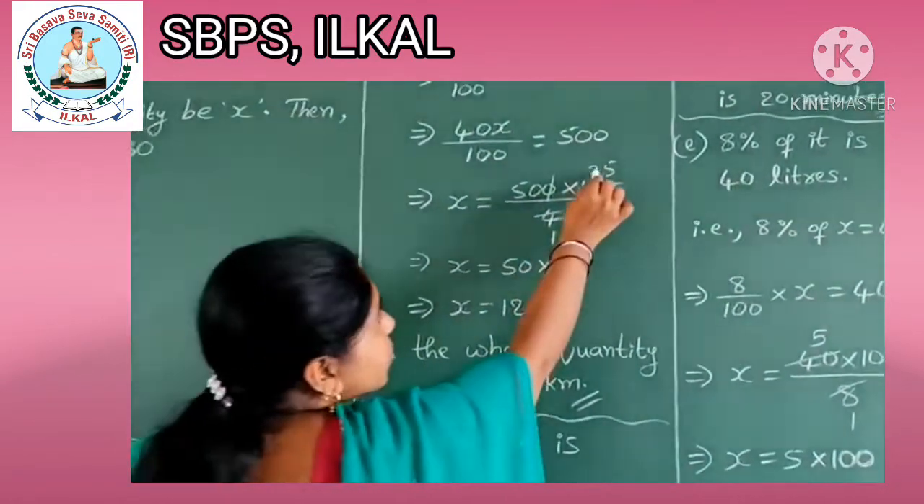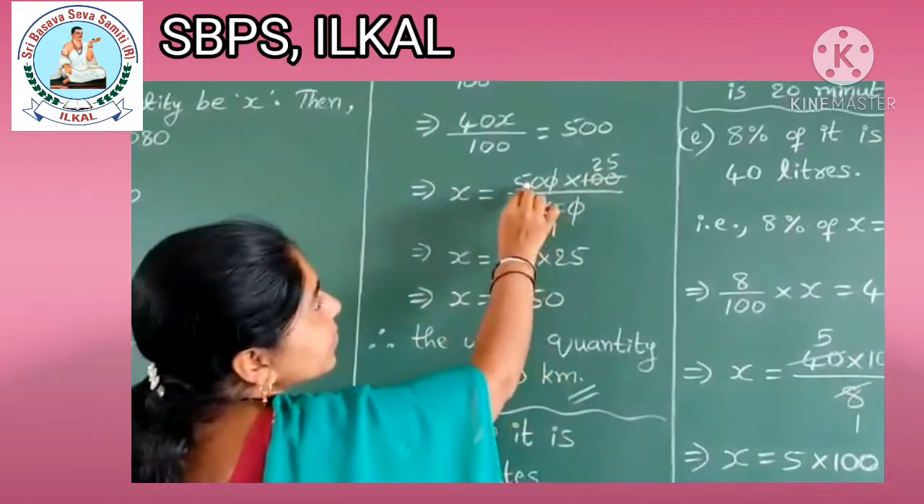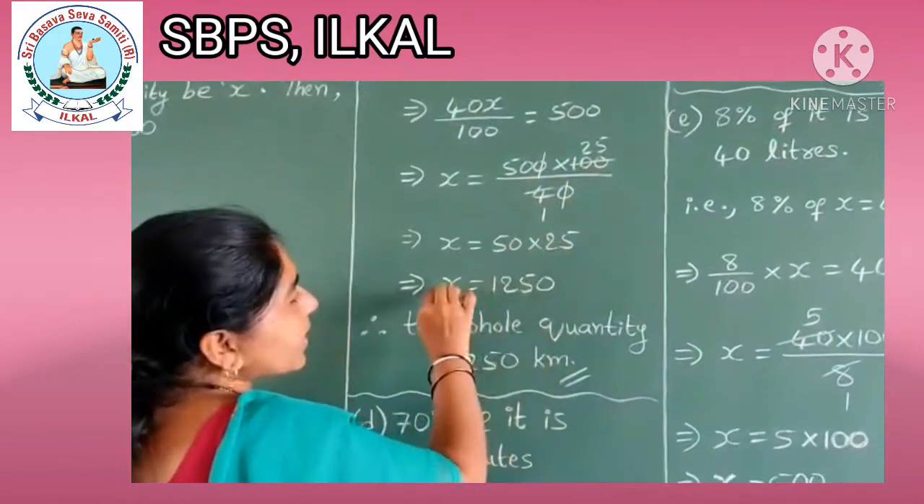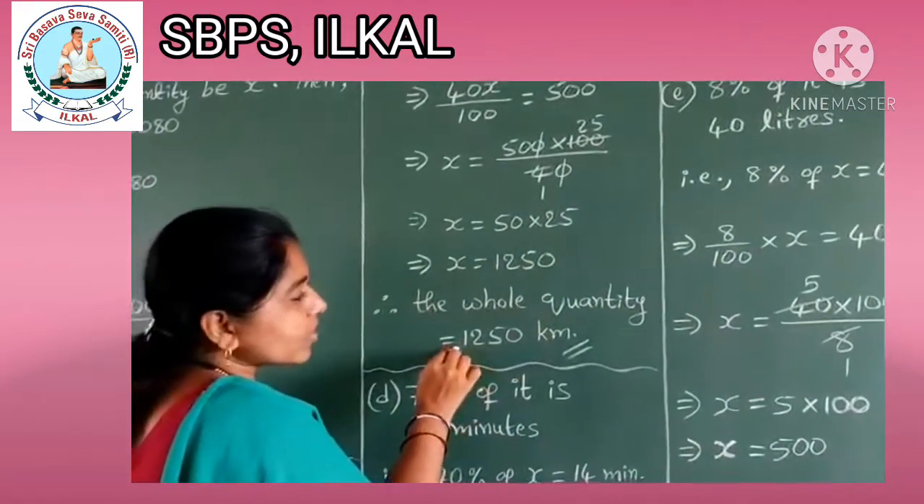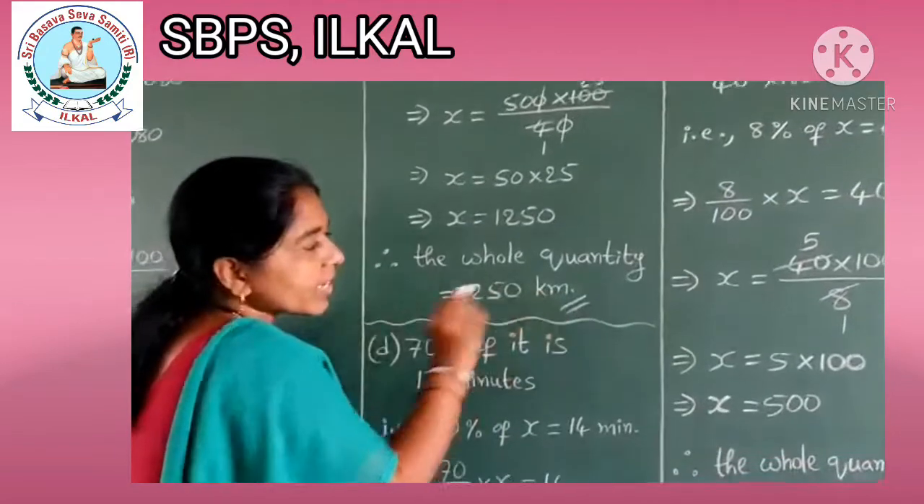Here 4 ones are 4, 4 2s are 8, 4 5s are 20. Means 50 into 25 will remain. x is equal to 1250. Therefore, the whole quantity is equal to 1250 kilometers.